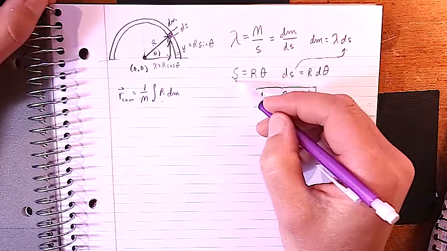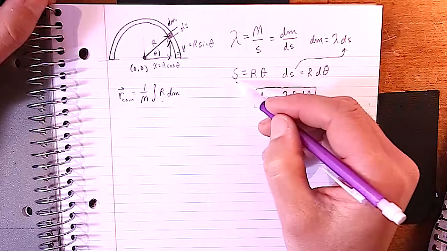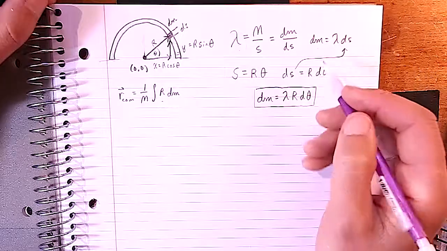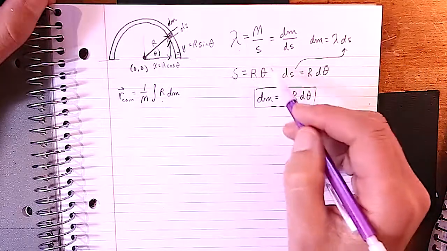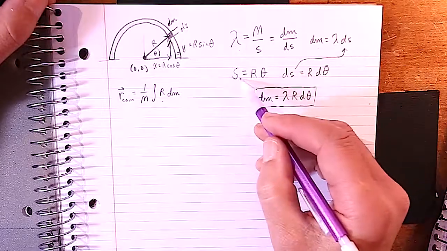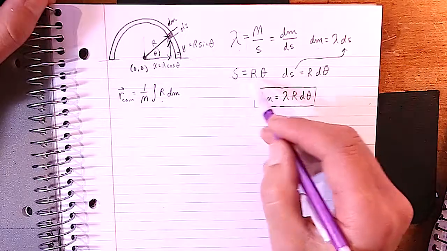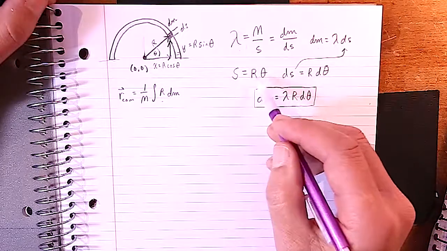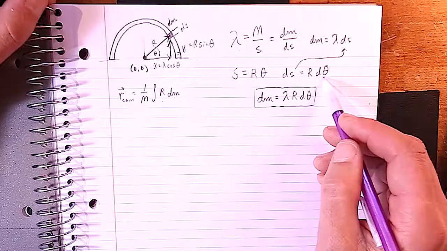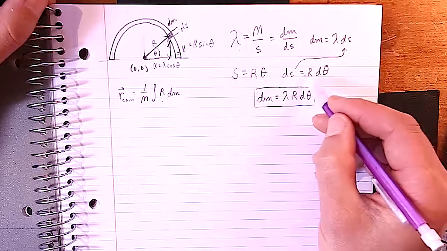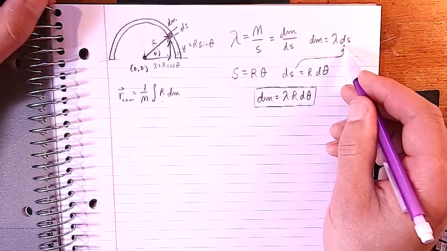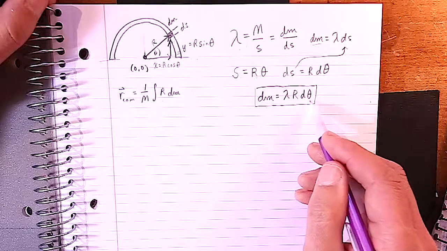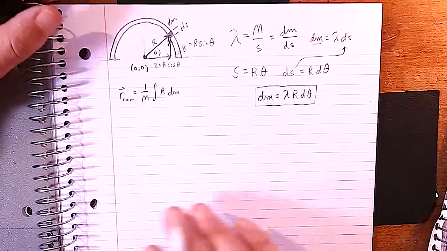Now the arc length, by definition, is r times theta. So if we want to get a d theta in here, because you're going to see we're going to need this, then we take the derivative of both sides. So what's the derivative of arc length? That's ds. And what's the derivative of r theta? That would be r d theta. Then we can take this r d theta and sub it in for ds, so that we have a new expression for dm, which would be lambda r d theta. And you'll see why we need that.